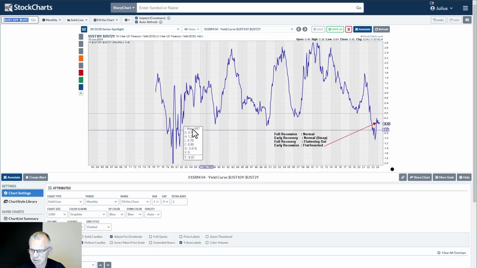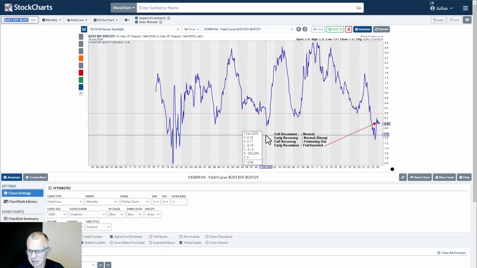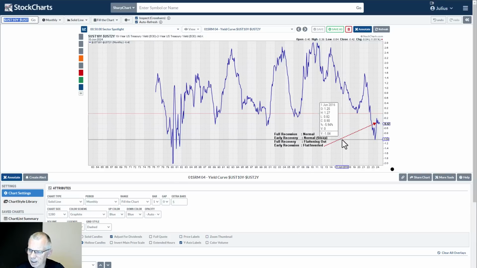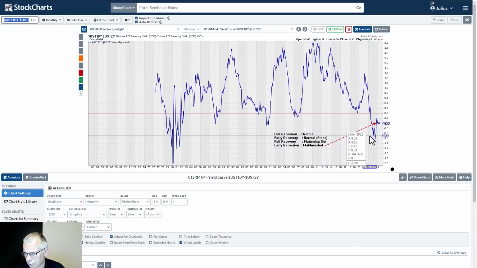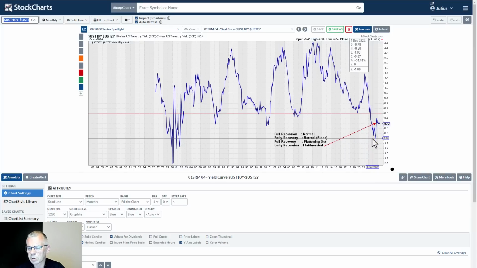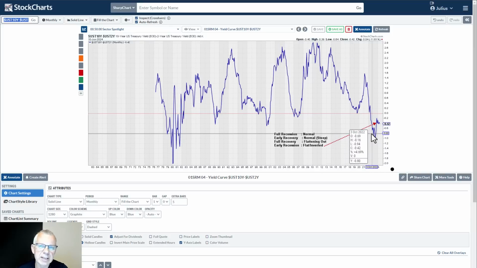And now we're here. So this was November 1988, and then we got out of it in less than a year. And here, this is Feb 2000, and it's December 2000. So that's also less than a year. Same here, also less than a year. And then here, we started to invert in July 2022, and it's now almost July 2024, and we are not out of it yet. We're still very much inverted.